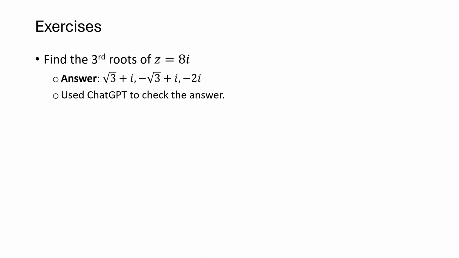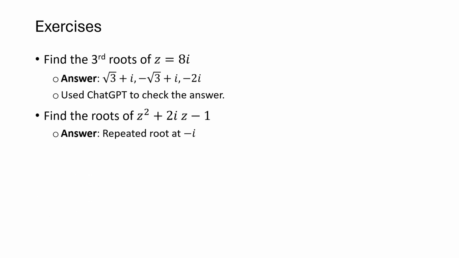On this slide we have some exercises. The first one is to find the third roots of z equals 8i. I provide the answer here, and I confess I used ChatGPT to check the answer. The second one is to find the roots of z squared plus 2iz minus 1. It's a repeated root and it's minus i. You can either try to factor this or use the quadratic formula.